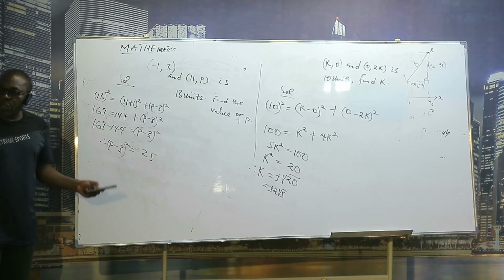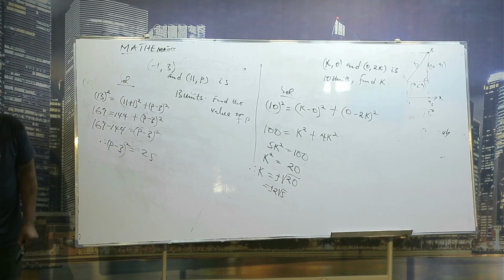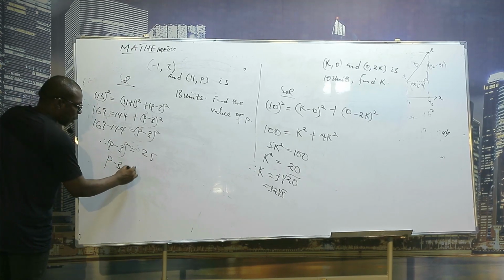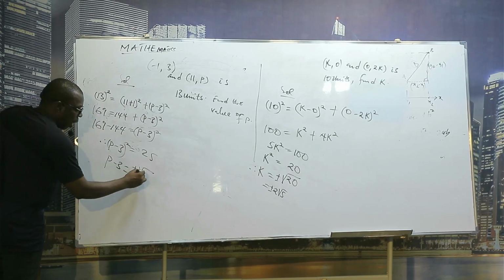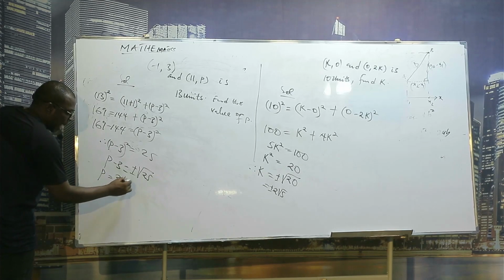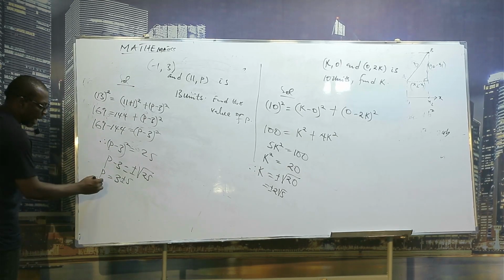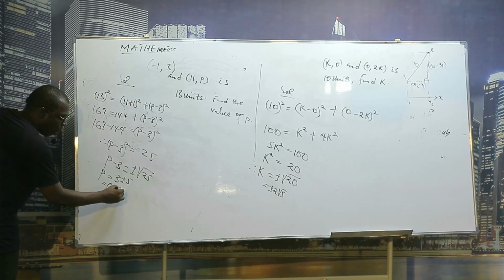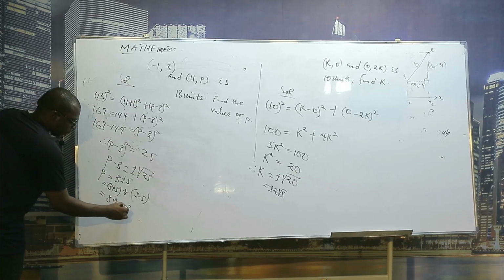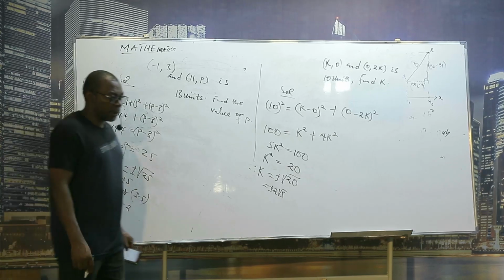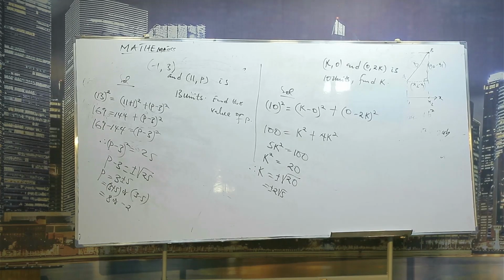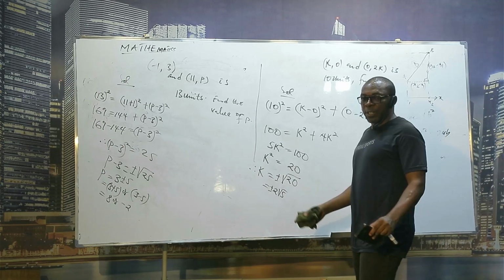25. The question did not say we should find the positive value. Did they say positive value? So beware. Plus or minus the square root of 25, so that p becomes 3 plus or minus 5. 3 plus 5 or 3 minus 5, which is 8 or minus 2. They never said the positive value. If the question was positive value, you know what to do.